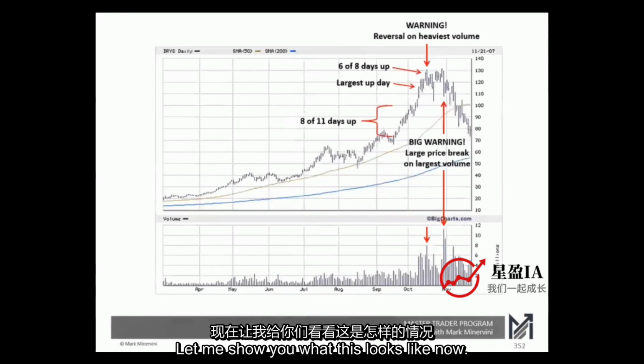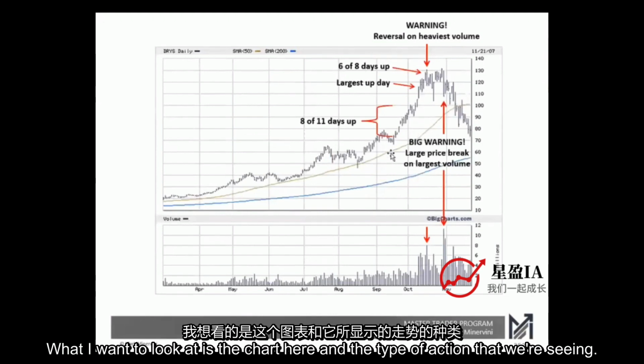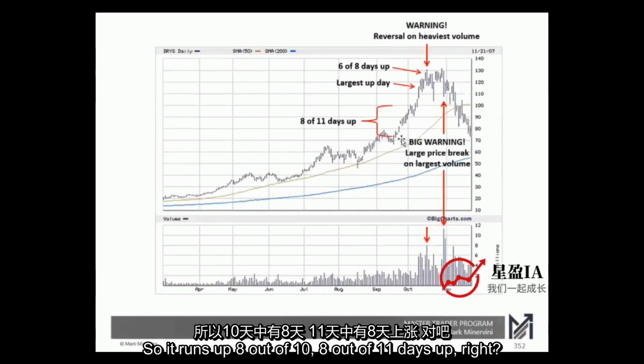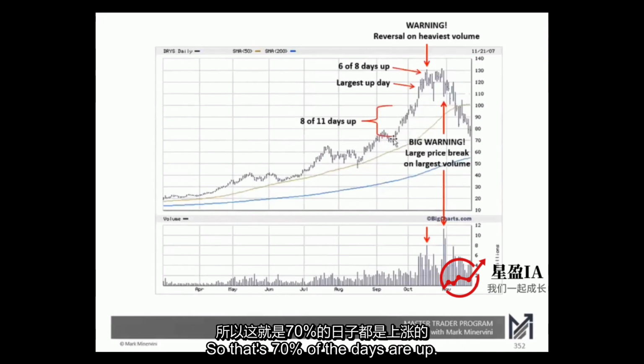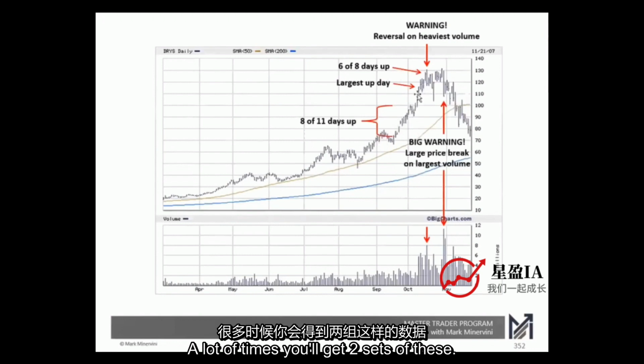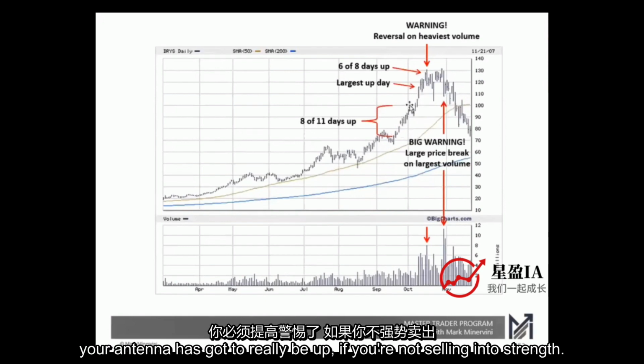We're going to get to everything in just a minute here. Let me show you what this looks like now. So here's a stock that, and the names don't matter. What we want to look at is the chart here and the type of action that we're seeing. So it runs up 8 out of 11 days up, right? So that's 70 some odd percent of the days are up, and you get that largest day, and then you get another 6 out of 8 days up. A lot of times you'll get two sets of these. So with the largest up day and having this big run here, your antenna's got to really be up.